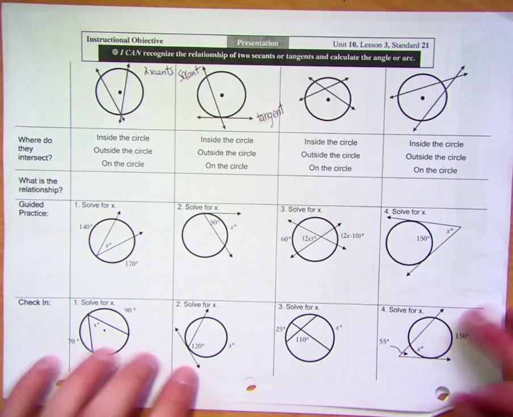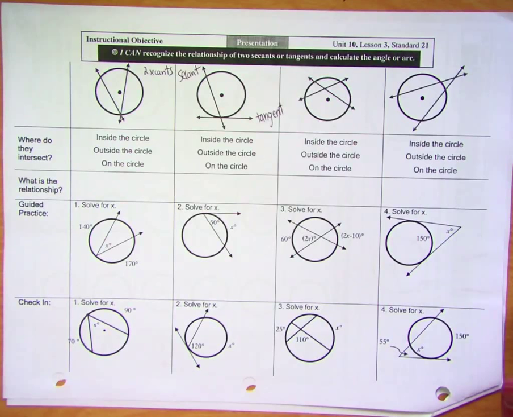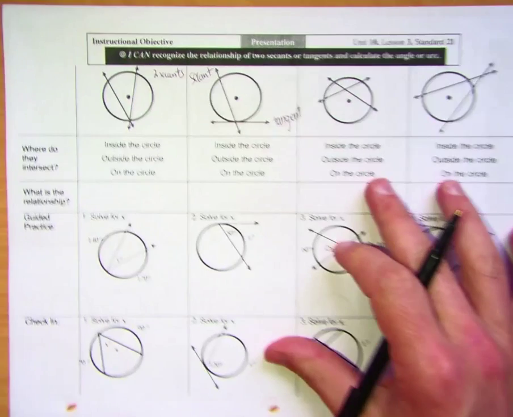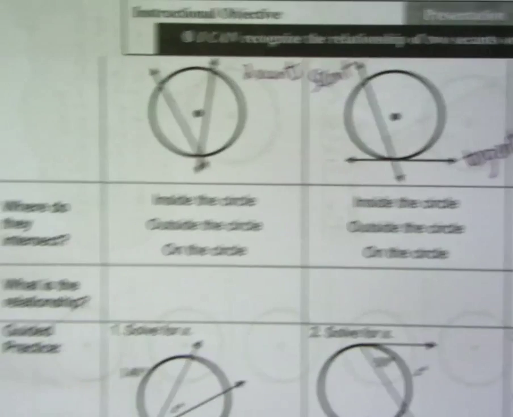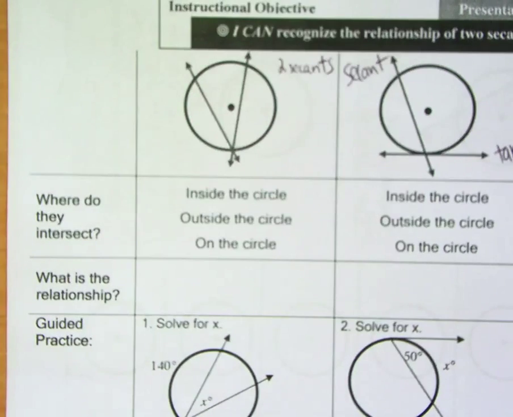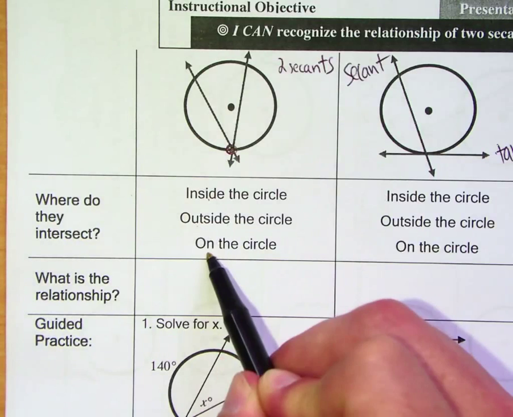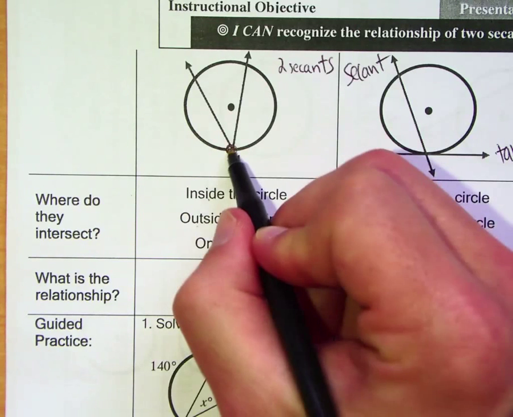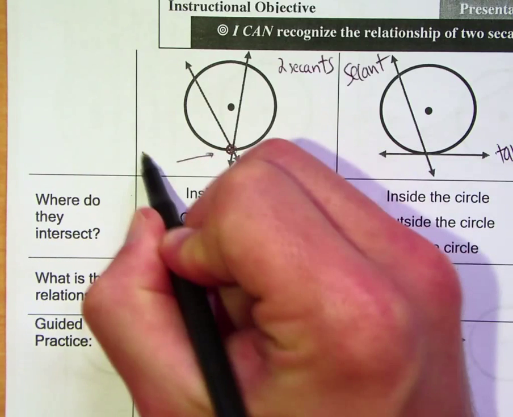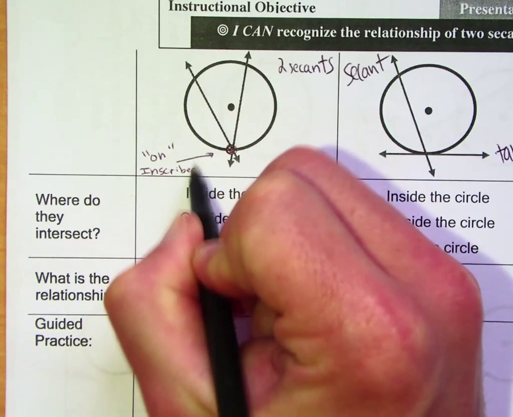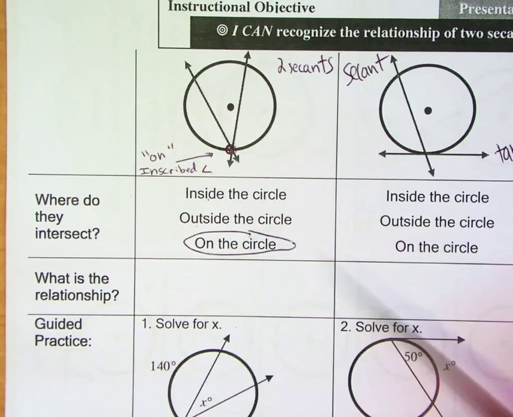And the most important thing is figuring out where these lines or segments intersect each other. Where they intersect is the key. You'll notice, for example, that here they intersect, and we're going to start this example here. They intersect here. Is it in, out, or on the circle? This one is clearly on the circle, which we know is an inscribed angle. So they're on the circle.